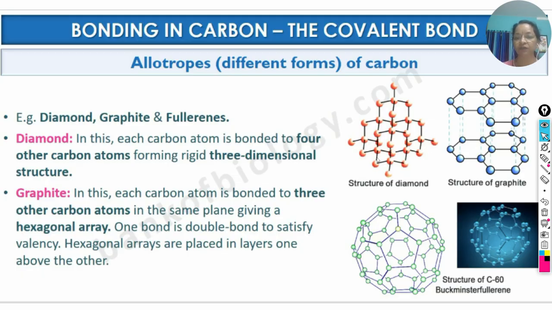That is the structure of diamond. And in this case, graphite. It forms a hexagonal structure, and two hexagonal layers will be joined by another strong force of attraction. That hexagonal array forms a bond with each other, and we are getting the structure of graphite.